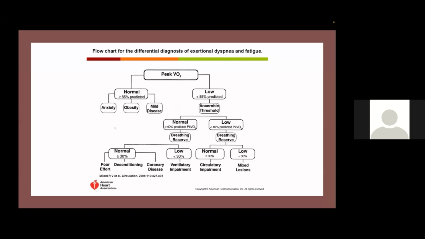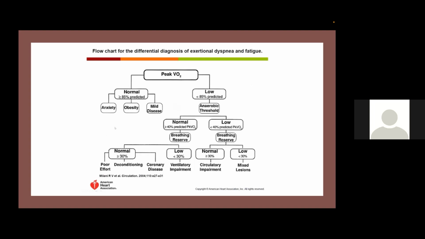So as shown here in this diagram, we start by looking at the CPET peak VO2. If it is abnormal, we look for the other parameters. But if it is a normal peak VO2, that is reassuring that the patient likely doesn't have severe or moderately severe disease, and may have normal function or mild disease, obesity, or anxiety. But if it is low, we should try to identify the cause.